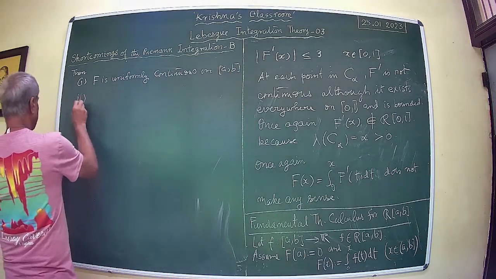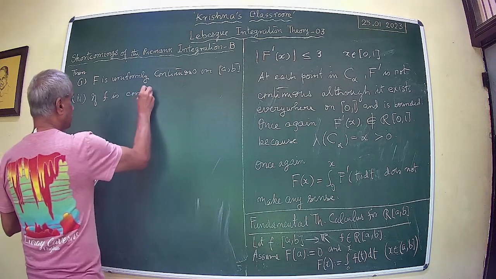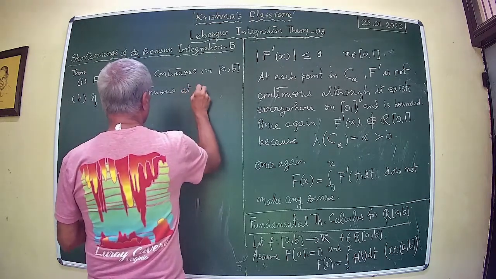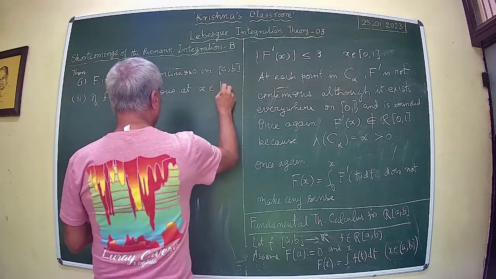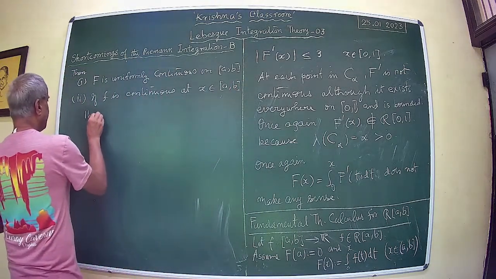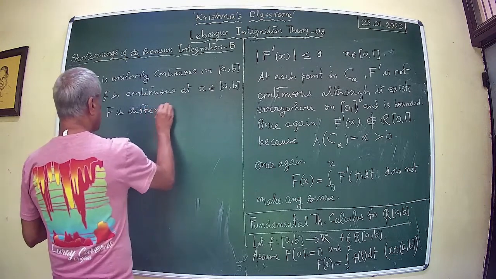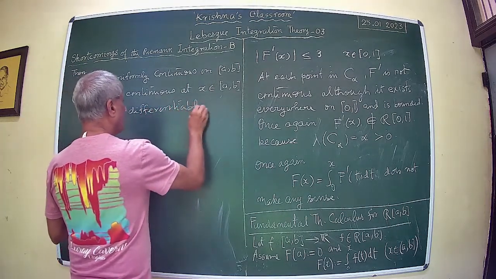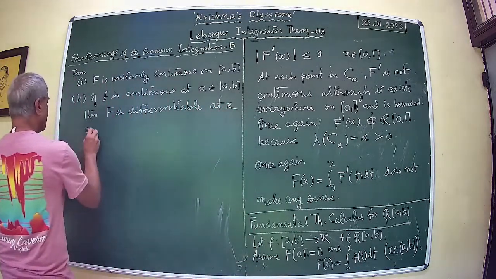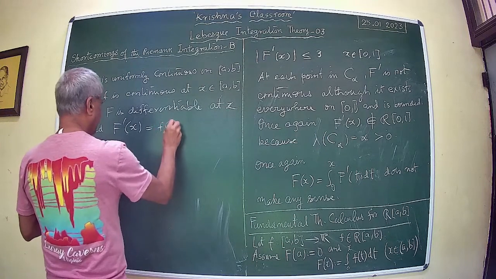Second property is that if f is continuous at x in AB, then F is differentiable at x and F derivative of x equal to f of x.